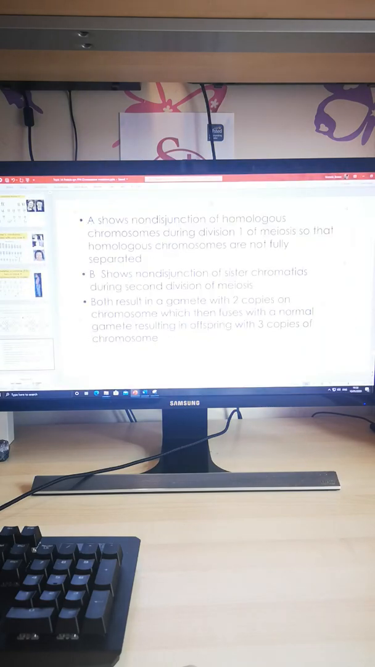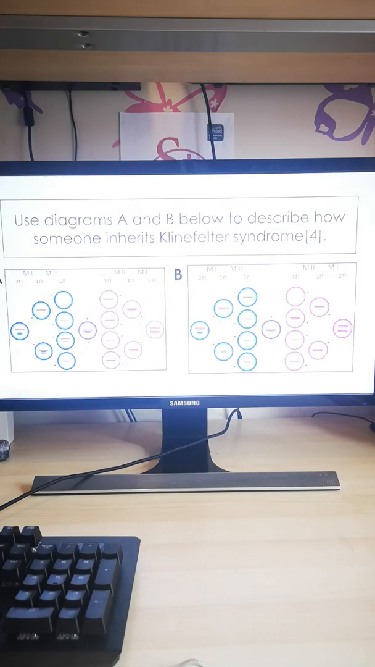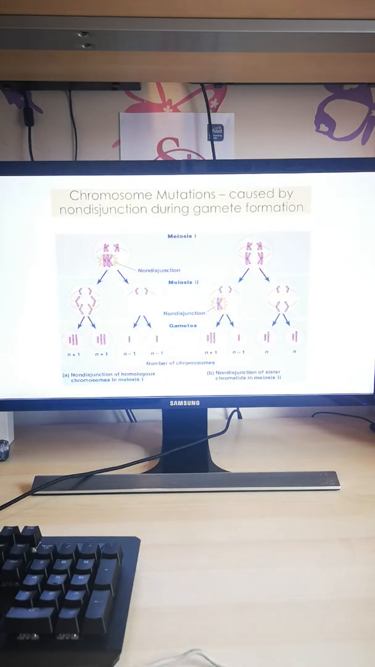In this case, XXY. So sometimes it's 2 X's from the female, sometimes it's an X and a Y from the male and an X from the female. We've got 2 copies of a chromosome, and the normal gamete 1 copy, resulting in 3 copies, in that case XXY. It's interesting. Okay, so that's one type of chromosome mutation, and it's the type that's caused through non-disjunction.